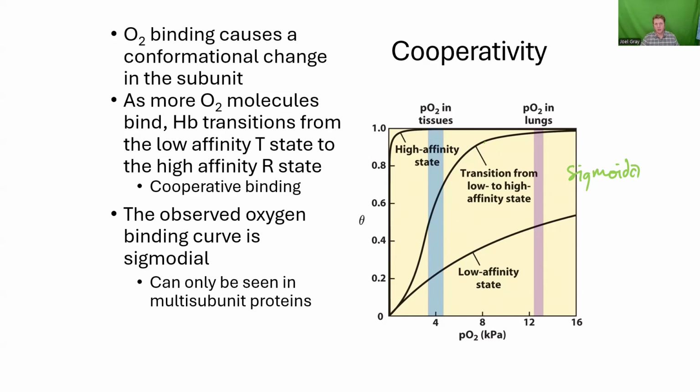Now, to illustrate this concept of cooperativity, this is something that only happens in multi-subunit proteins. Good test question right there. So, as an illustration of that, can myoglobin, as a monomer, display cooperativity? No, it cannot. Only hemoglobin can display cooperativity.